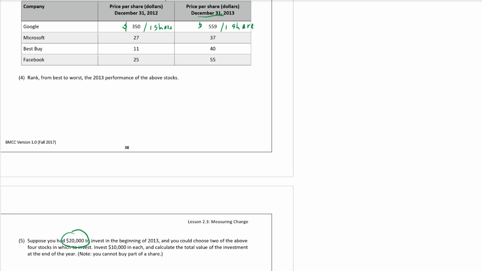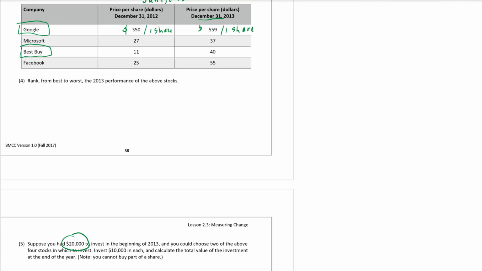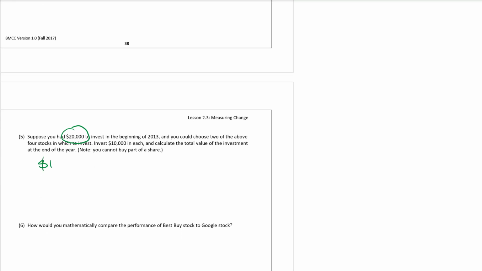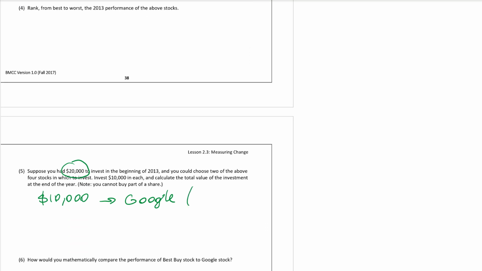So here I would like you to do. Let's take Google, which has the highest number per share, and let's take Best Buy as being the lowest costly stock at the beginning of the year. And let's just do this. So let's go ahead, and I'll give you a moment. Invest $10,000 into Google. The cost of the stock is $350 per share.